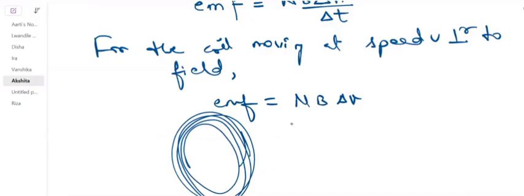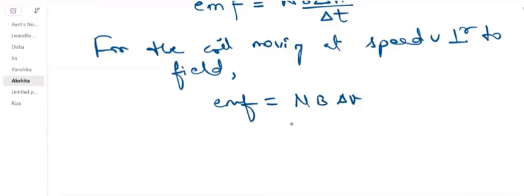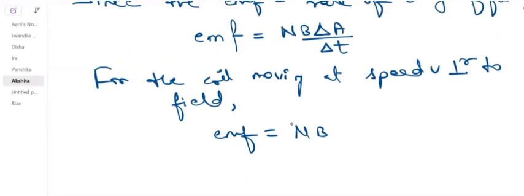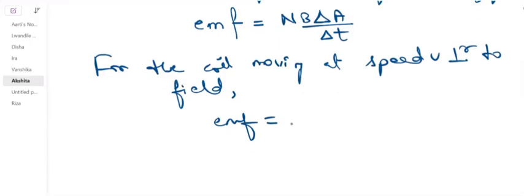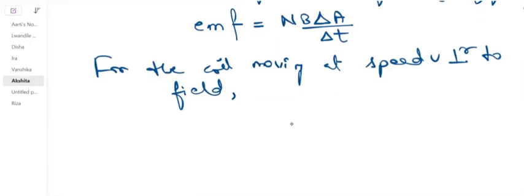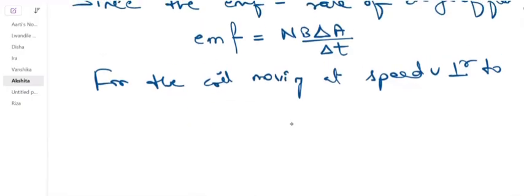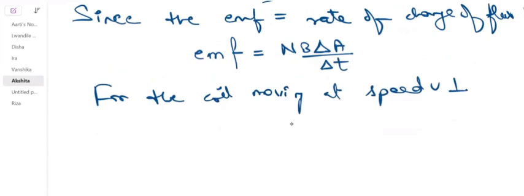No need to go much into it. You just have to remember how much EMF it is giving. Okay, that will come in your exam.